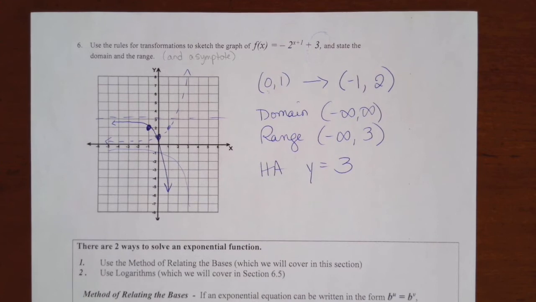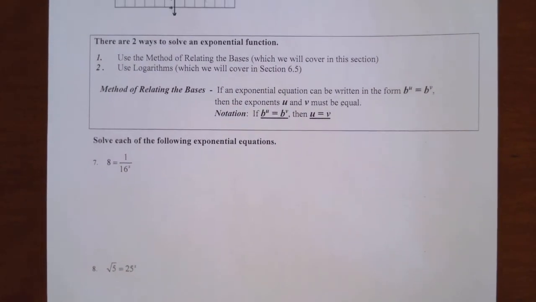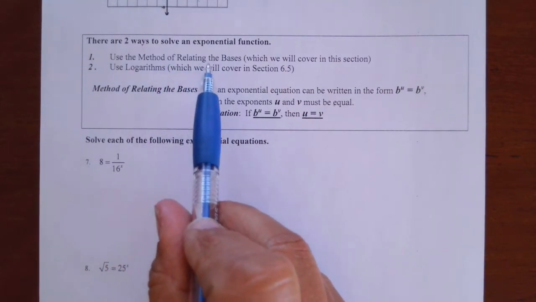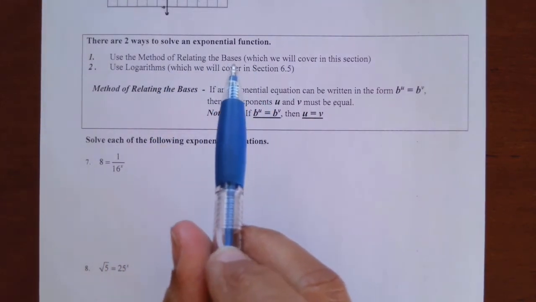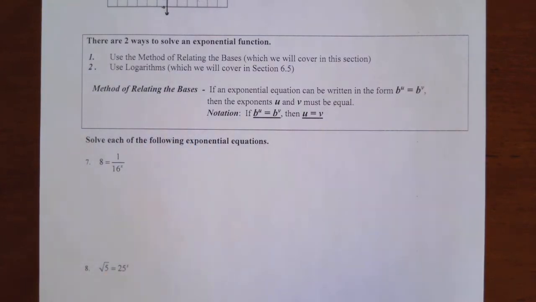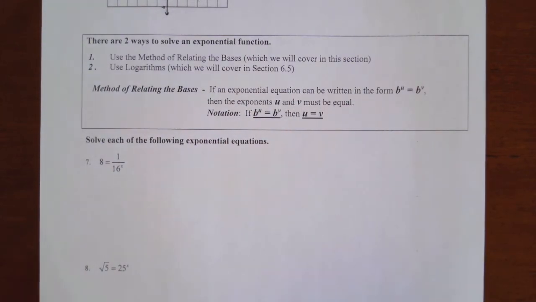Okay. All right. So the last thing we have to do in this section is talk about solving exponential equations. So you have two basic kinds of exponential equations, one of which I call getting the same base, and the other is using logs when you don't have the same base. So today we're going to do the method of relating the bases. So when we have the same base, we're going to do method 1. If you don't have the same base, then you have to use logarithms, which we haven't covered yet. So we'll do those when we get to section 5.